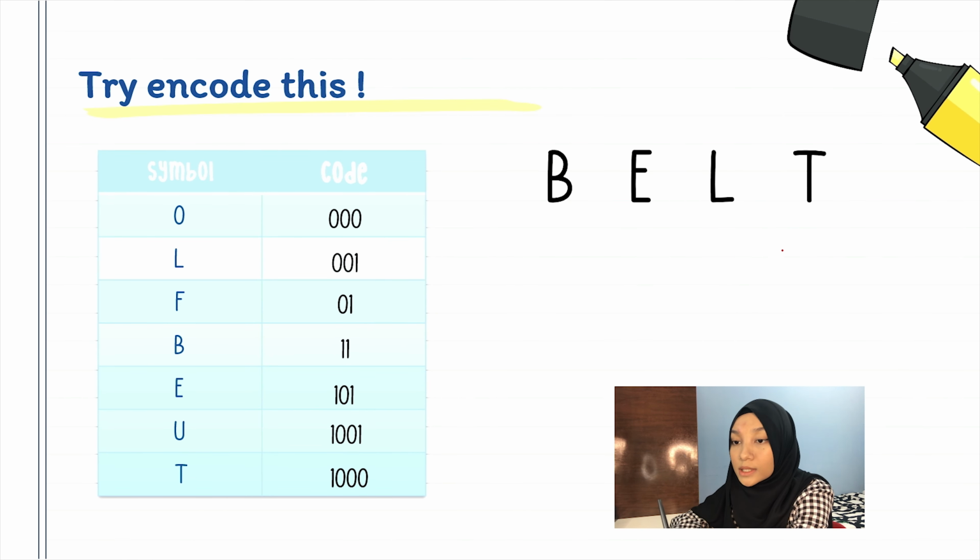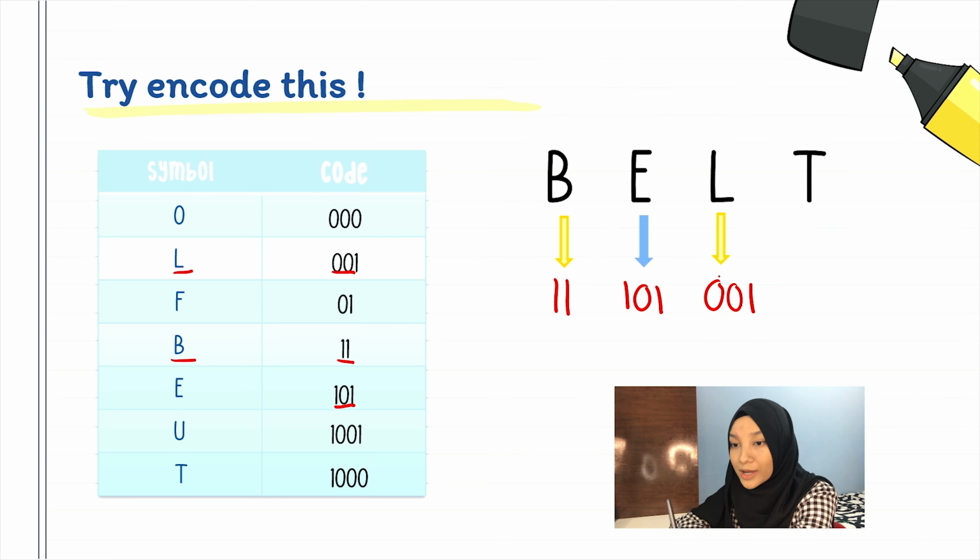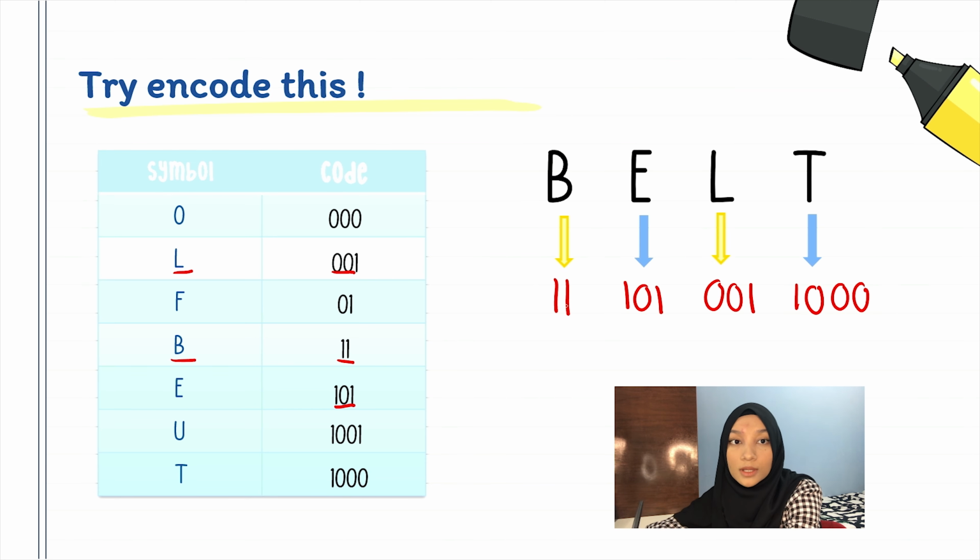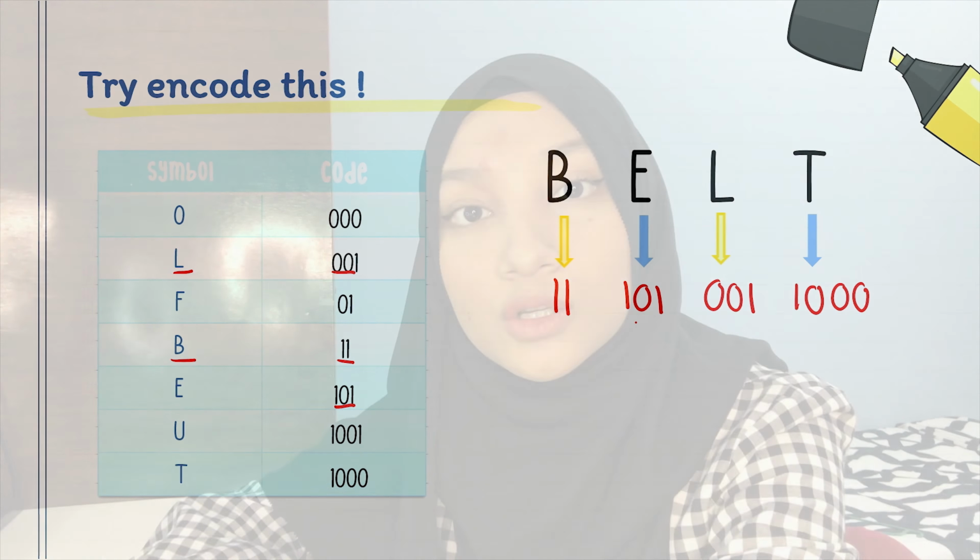Now how to encode this symbol? Refer to the table. B is equal to 1, 1. E, if you see from the table, E is equal to 1, 0, 1. L is equal to 0, 0, 1. Last letter is T. T is equal to 1, 0, 0, 0. So the binary code for BELT is 1, 1, 1, 0, 1, 0, 0, 1, 1, 0, 0, 0. So that is all for this topic. Now let's move on to the next chapter.